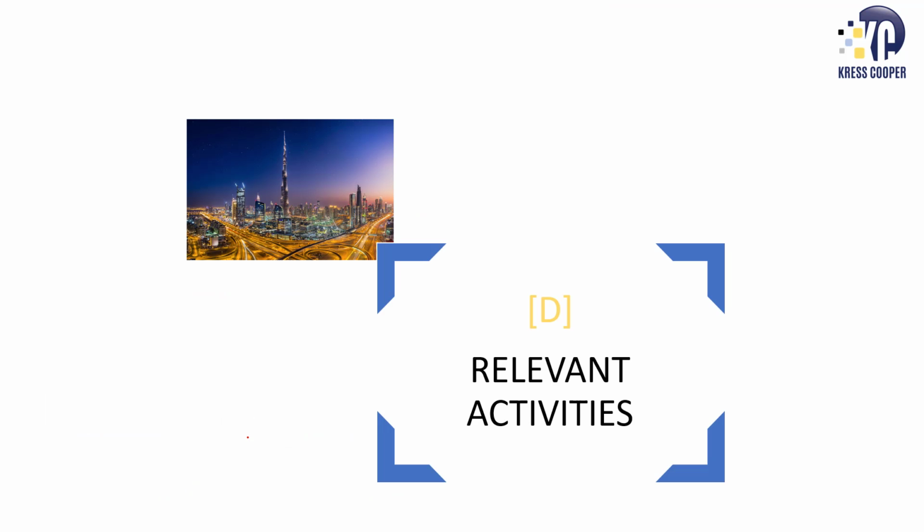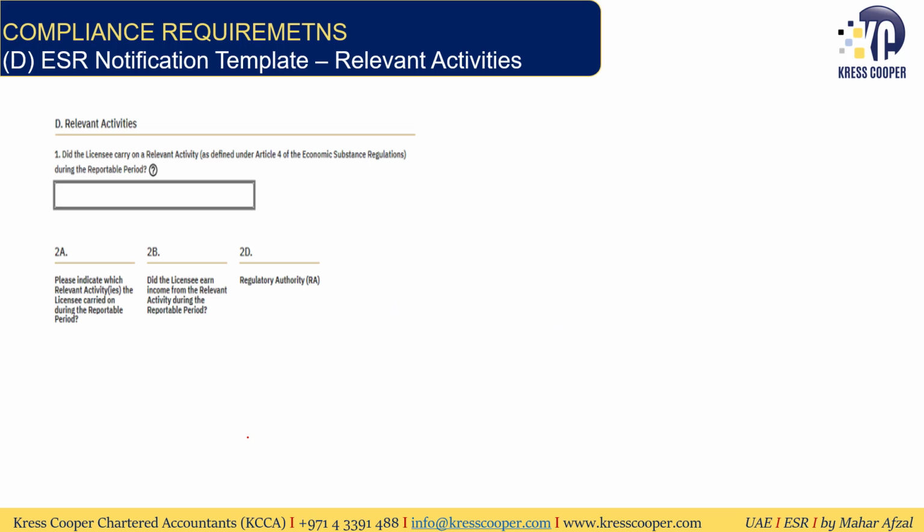Now we need to discuss the relevant activity. This is section D of the related notification. In this section, we will be required to provide the relevant activity from which income is being generated, or the relevant activity which is being conducted by the licensee or the exempted licensee. Please indicate the relevant activities the licensee carried out during the reported financial period. Did the licensee earn any income from the relevant activity during the financial period, and what is the name of the regulatory authority? We need to provide the relevant activities conducted by the licensee.